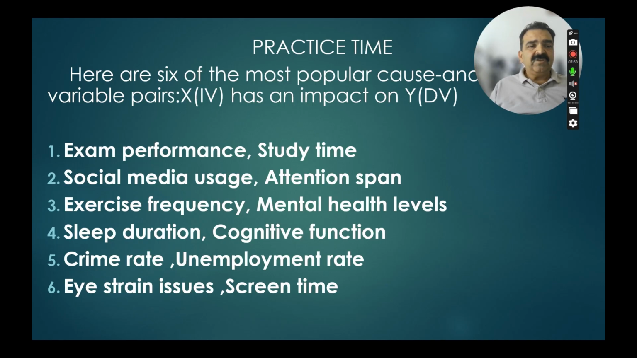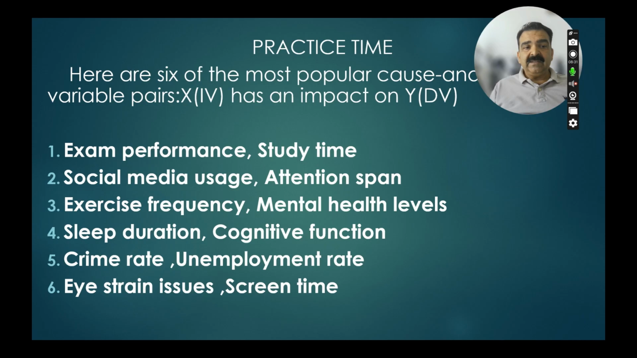So guys, like this you have to do all these examples. In between you will find it confusing. Some examples are confusing. Like exercise frequency and mental health levels. Now some can say if mental health level is good, then only the exercise frequency will increase. Some can say if exercise frequency will increase, then only mental health levels will increase. Now when you frame a sentence, it depends upon your framing of the sentence.